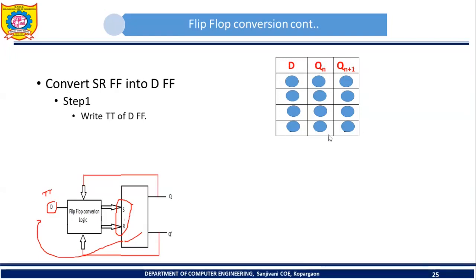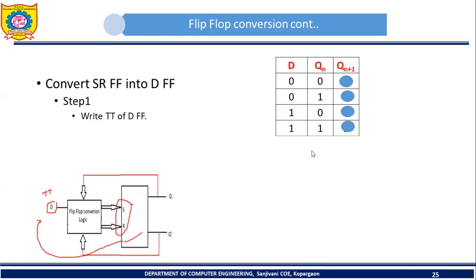In order to write this truth table, first of all you are supposed to write all input combinations. In this truth table the inputs are D and Qn. For these two columns, how many combinations are possible? By using these two inputs, we get 2 raised to 2, that is 4 combinations. So let's write those 4 combinations: 0 0, 0 1, then 1 0, and the last one 1 1.